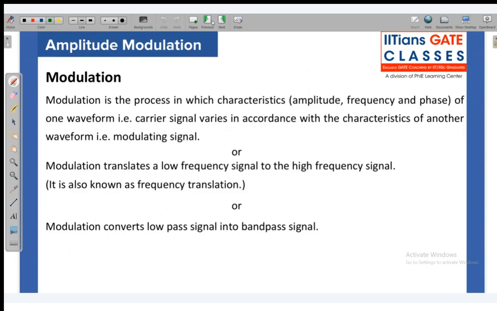So whenever you perform modulation, there must be two signals. One signal is called the carrier signal, another signal is called the modulating signal. Basically, the carrier signals are fixed signals. Fixed signals means it is a sinusoidal signal, mostly sinusoidal. We take mostly a sinusoidal signal.